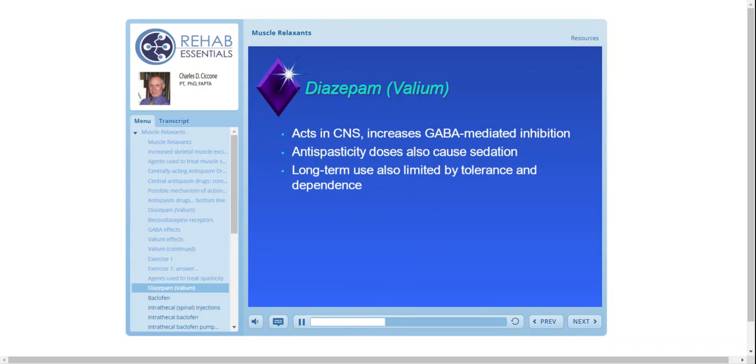Long-term use is also limited by tolerance and dependence, or what we commonly associate with addiction. And we know this. The dose will probably have to be increased progressively at some point. That's tolerance. And if you suddenly withdraw the drug after extended use, more than a month or two, there will be some level of withdrawal from the drug. That has to be done carefully.